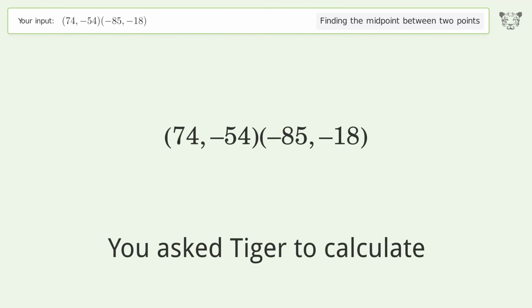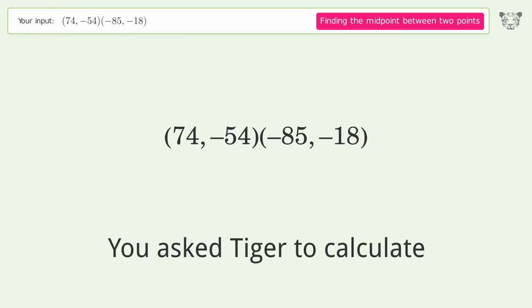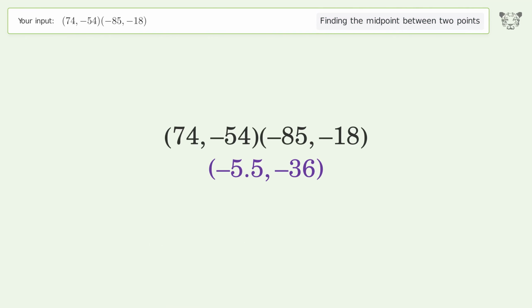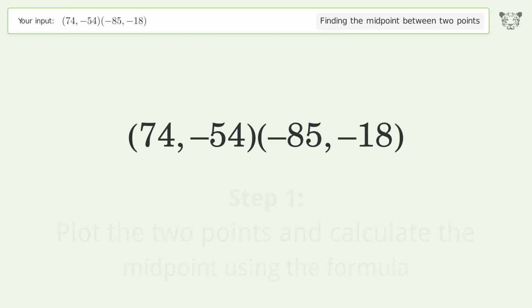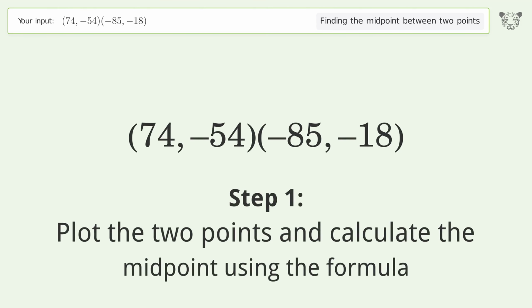You ask Tiger to calculate. This deals with finding the midpoint between 2 points. The midpoint between the 2 points is -5.5, -36. Let's solve it step by step. Plot the 2 points and calculate the midpoint using the formula.